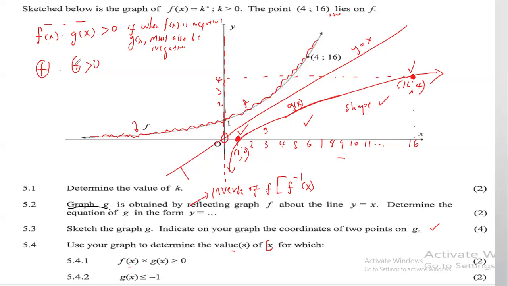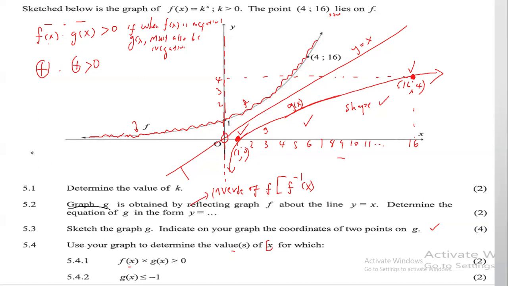It means the only way we get a product that is above 0 is when the function g also is above the x-axis. g is forced to be above the x-axis so that when we multiply f and g, we get a number above 0. f is above, we can see all the time f is above. So g must also be above the x-axis.